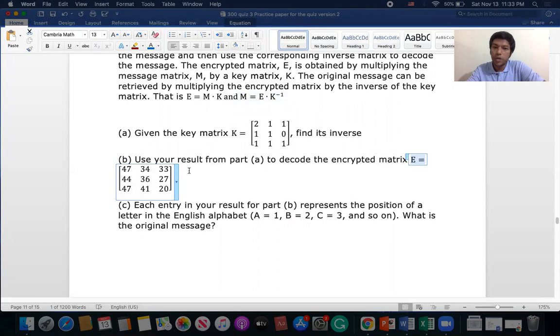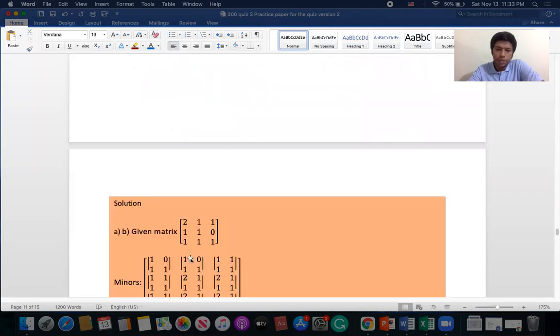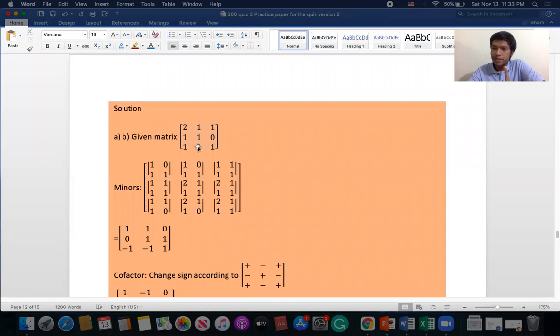So E into K inverse, we will write the K inverse here, then we will try to transform the meaning, okay? So first task is to find out the inverse, then we will have to do the remaining part. And inverse matrix finding we have already done. So the same, first we find out the minor, 2, and then this box will be here.